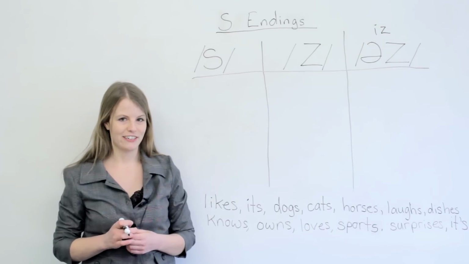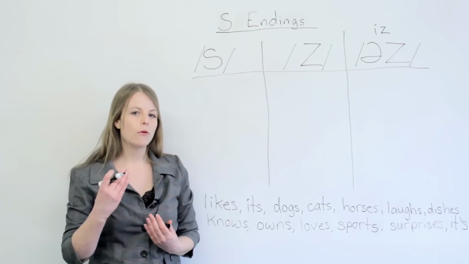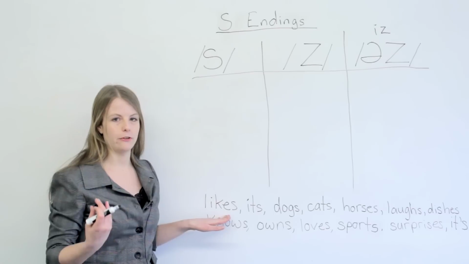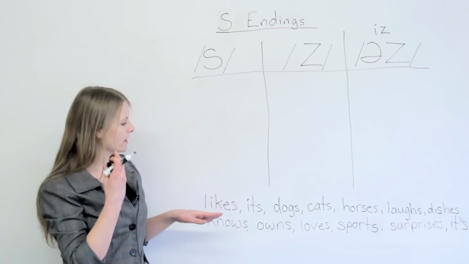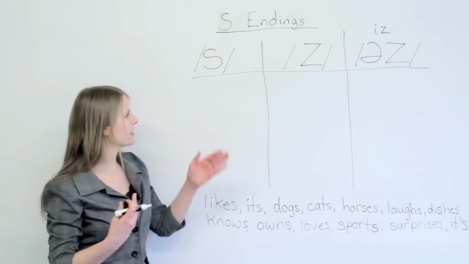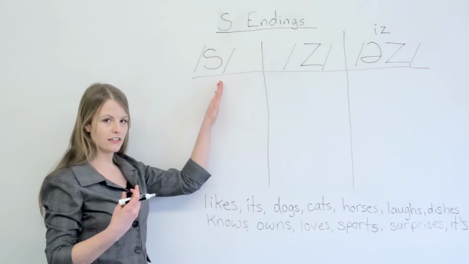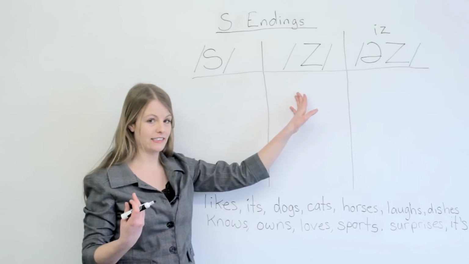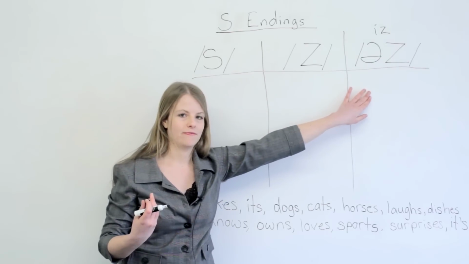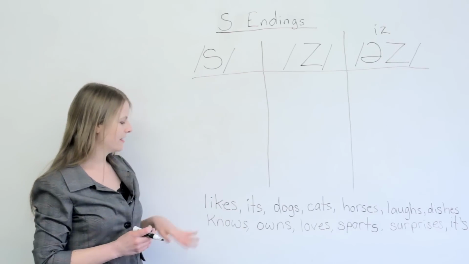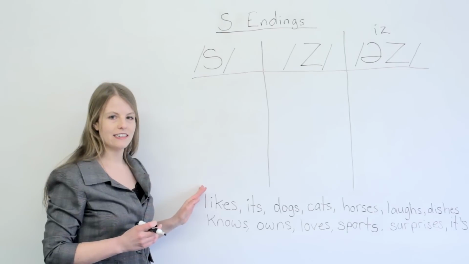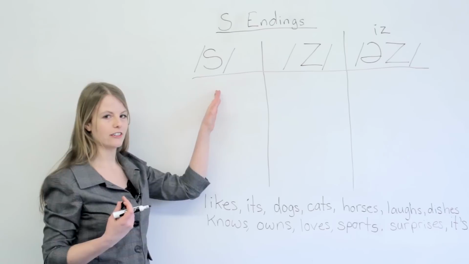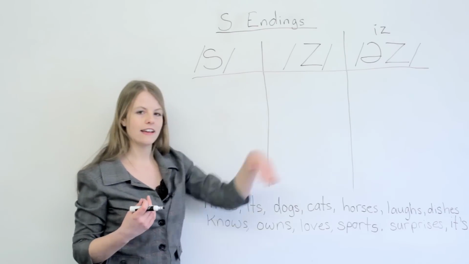Okay, so let's get started. So to begin, I want you to listen to the way I pronounce the ends of these words. So listen carefully and think to yourself, should it go in the S sound category, the Z, or the is? All right, so let's get started. Likes, likes. Which one? Did you hear Z is?